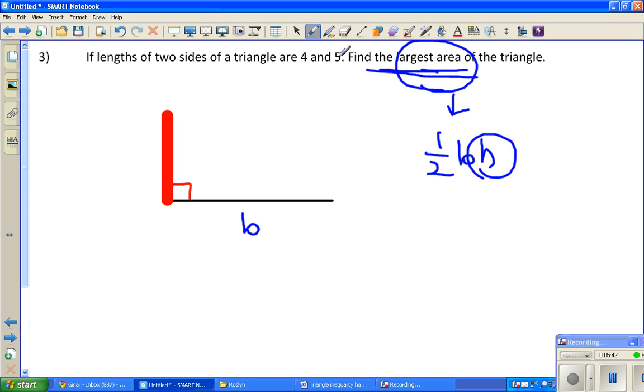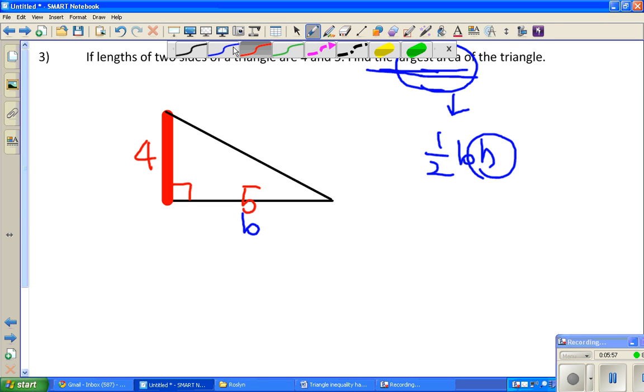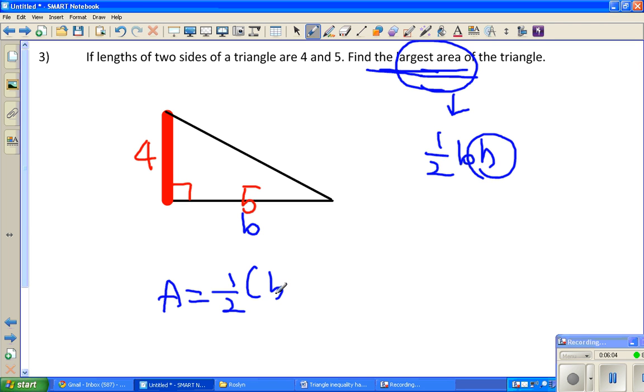Like this. In other words, this can be 5, this can be 4, and the third side in this particular case would have been something like this, which results in the area being equal to 1/2 base times height, which is equal to 10. That is our final answer.